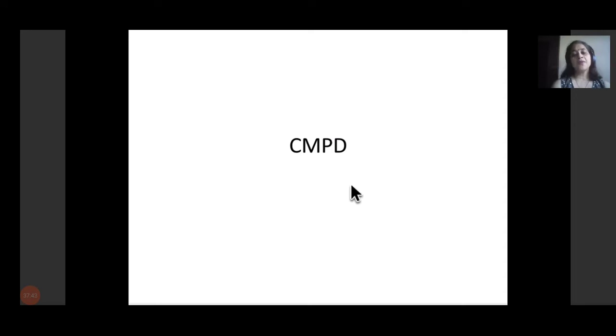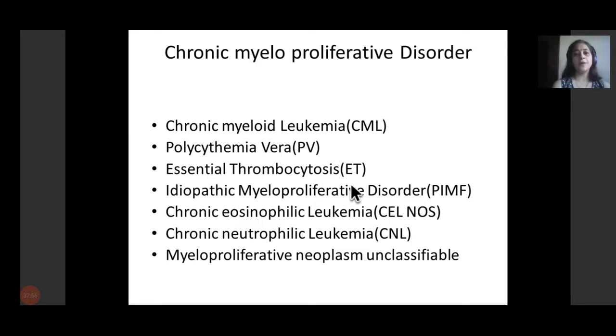Now we come to the next part of the lecture, which is chronic myeloproliferative disorders, in which we have multiple diseases, but due to the paucity of time, I'll be restricting myself to chronic myelogenous leukemia. As per the classification, we have CML, polycythemia vera, essential thrombocytosis, idiopathic myelofibrosis, chronic eosinophilic leukemia not otherwise specified, chronic neutrophilic leukemia, and myeloproliferative neoplasms which are unclassified. So I'll be restricting myself to CML as part of your lecture today.